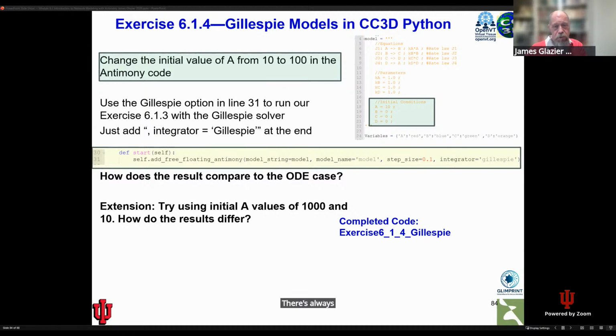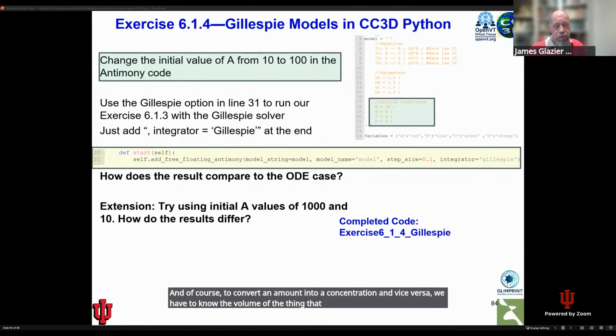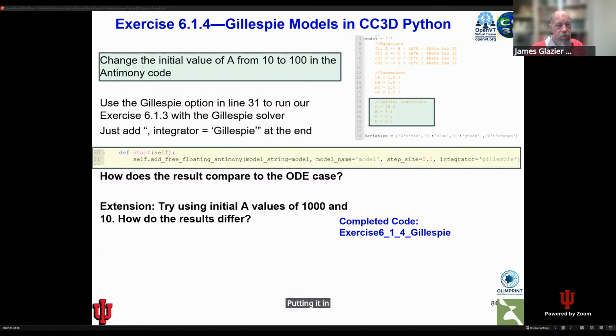There's always a bit of a tension between using amounts and concentrations. Concentrations are what determine the rates of chemical reaction. However, when dealing with things like fluxes, for example uptake or secretion or transport in PBPK models, it's easier to deal with amounts. And of course, to convert an amount into a concentration and vice versa, we have to know the volume of the thing that we're putting it in, or the volume of material secreted or absorbed. CompuCell, unfortunately, doesn't handle that automatically. You have to do it by hand.